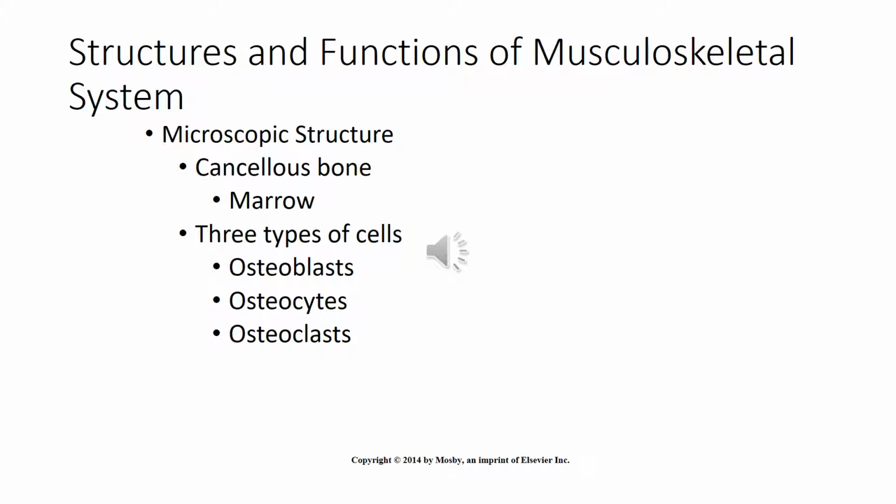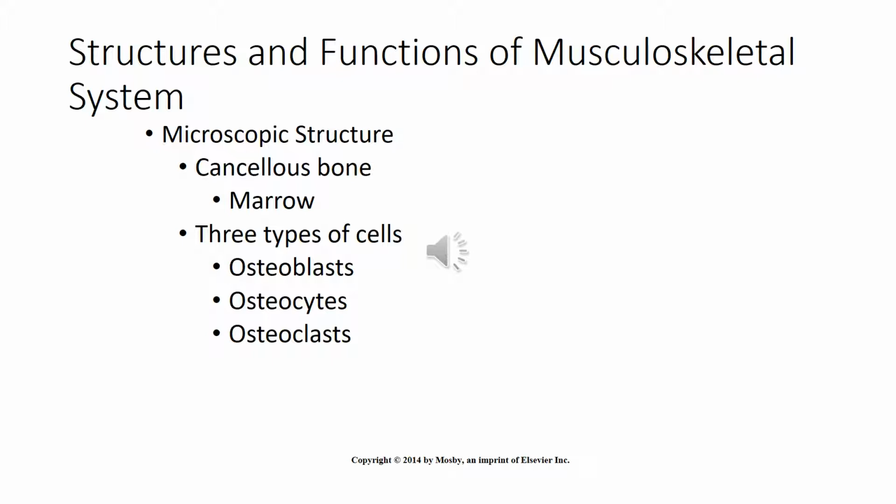So bone remodeling is the removal of old bone by osteoclasts, and that's considered resorption, and the deposit of new bone by osteoblasts, and that's also called ossification. The inner layer of the bone is composed primarily of osteoblasts with a few osteoclasts.